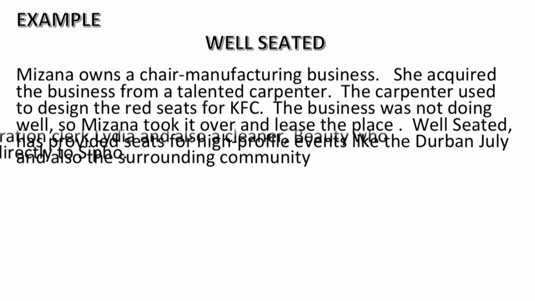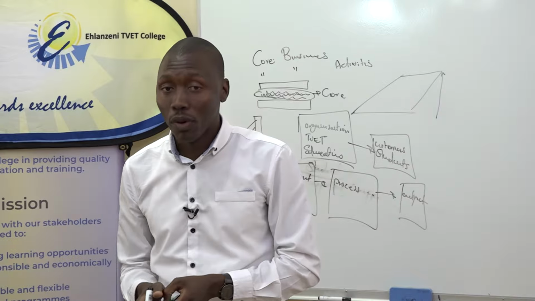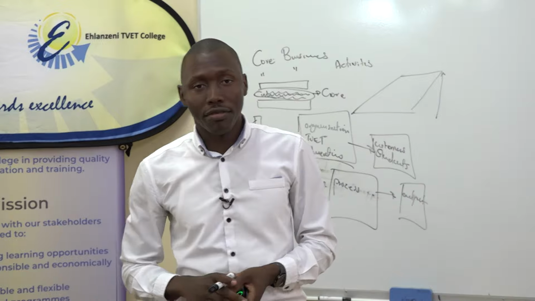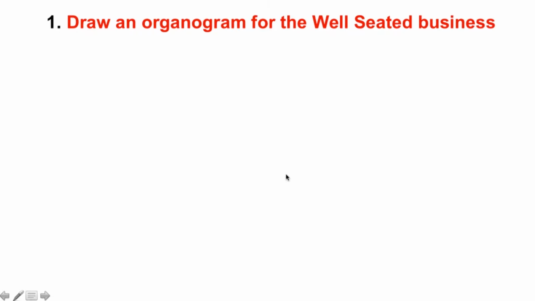She employed an assistant manager, who is Sipho, who supervises all the factory staff: 2 carpenters, John and George, an administration clerk, Lydia, and also a cleaner, Beauty, who reports directly to Sipho, the manager. The first question that we have: draw up an organogram for Well-Seated business.